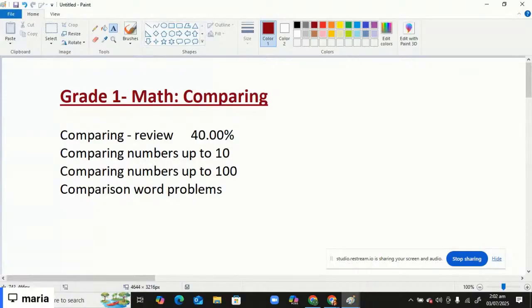So today we are here for grade 1 maths. The chapter we discuss today is comparing, and here is the list of the lessons. The first lesson is comparing review. Second lesson is comparing numbers up to 10. Then comparing numbers up to 100. Comparing word problems.